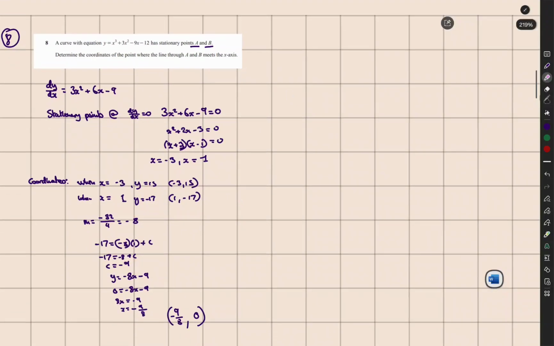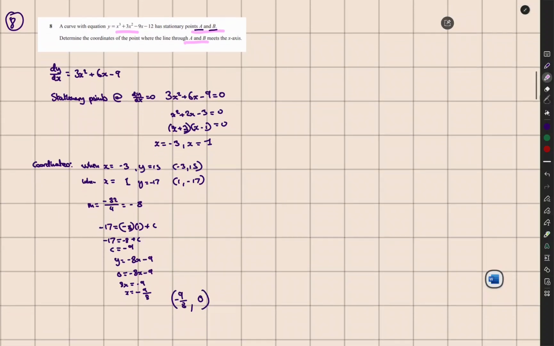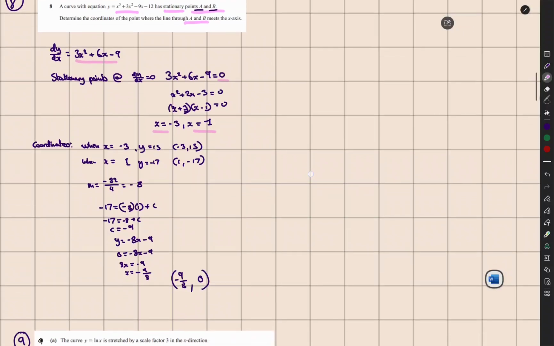Question 8. You've got curves, with this equation, and 2 stationary points, and you want to determine the coordinates of the point where a line which goes through these two will cross the x-axis. So first of all, using differentiation, you can find the coordinates of the given stationary points. You can see if you use differentiation, you end up with this. And if you solve that by setting it to 0, because the gradient at those points is going to be 0, you get two x coordinates for which the gradient is 0.